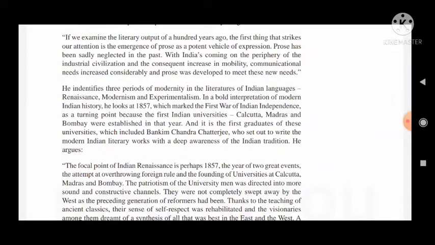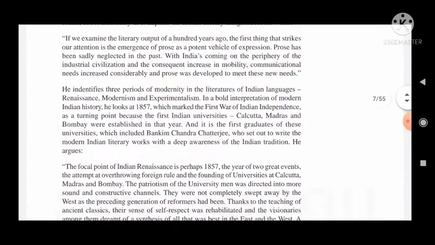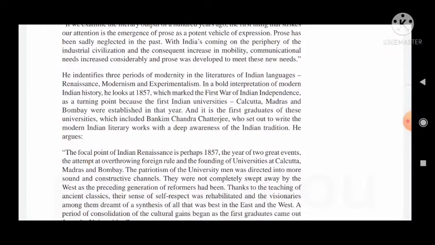He identifies three periods of modernity in the literatures of Indian languages, that is Renaissance, Modernism and Experimentalism.